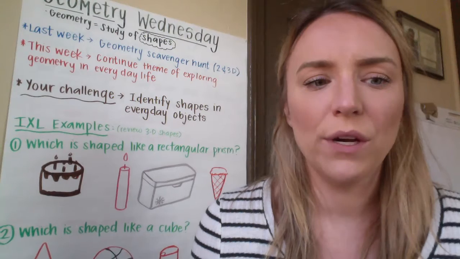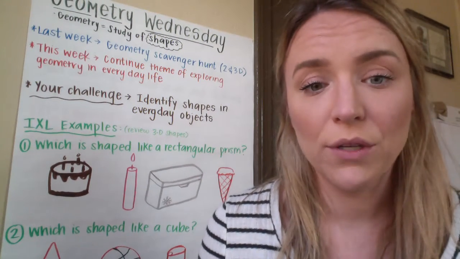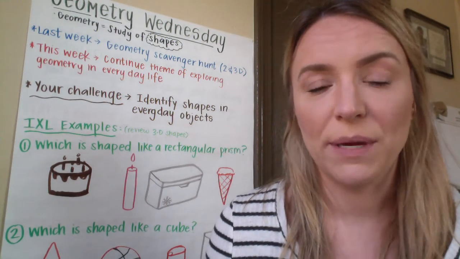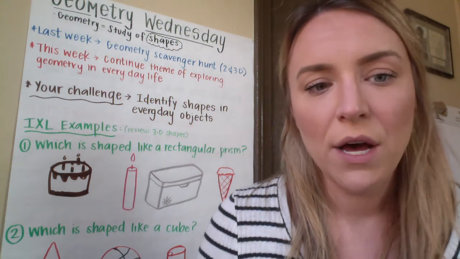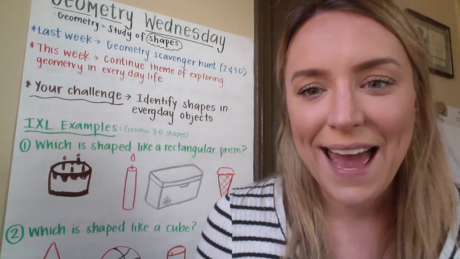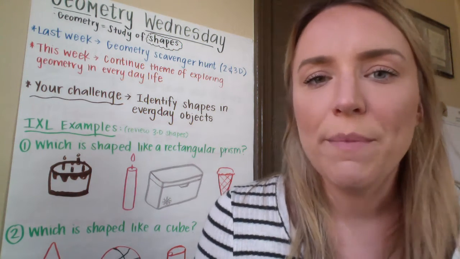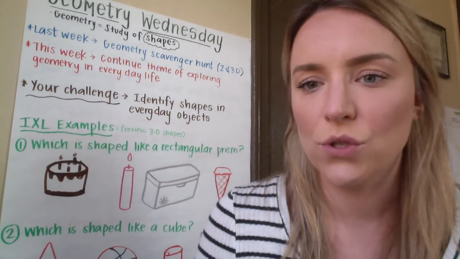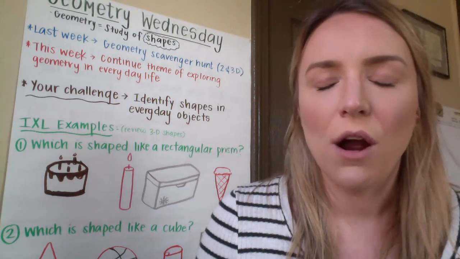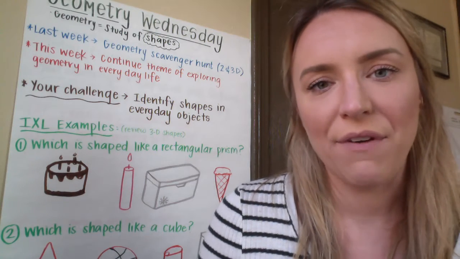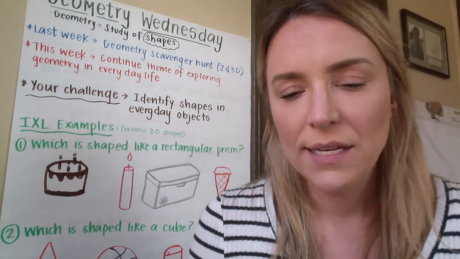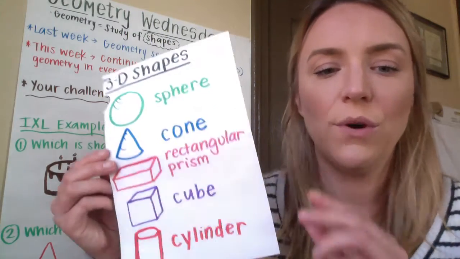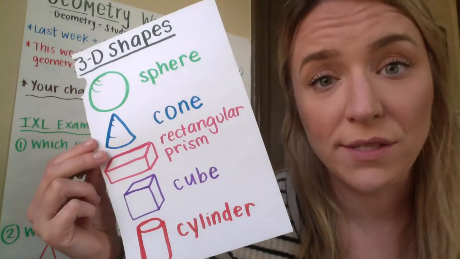So today we are going to go through a few IXL examples, but first I wanted to review your three-dimensional shapes because those are the shapes we're going to see the most of in your assignment today. Just as a reminder, our two-dimensional shapes are those flat shapes like circles, triangles, squares. And our three-dimensional shapes are shapes that have a depth to them, so you can see through them or around them. So I just wanted to review a couple that we would come across in our assignments today.